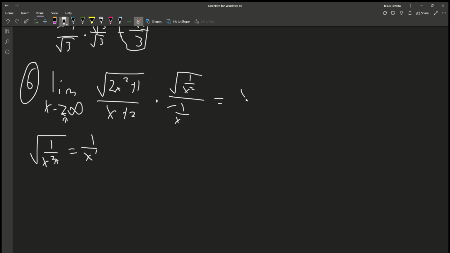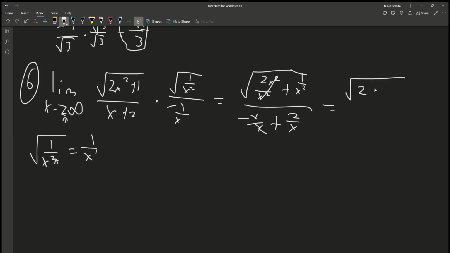So we're going to multiply, so it's going to be the square root of 2x squared over x squared plus 1 over x squared, all over negative x over x plus 2 over x. So we know that these two cross out, and it is the square root of 2 plus 1 over x squared over negative 1 plus 2 over x. So it's basically 1 right here. They cross out, it's going to be negative 1 over 1.